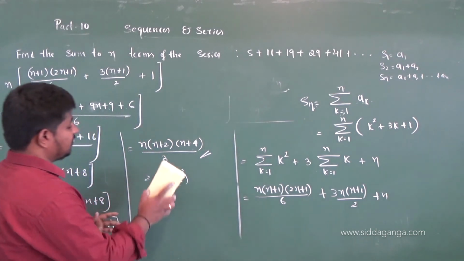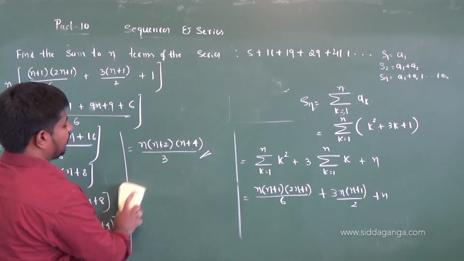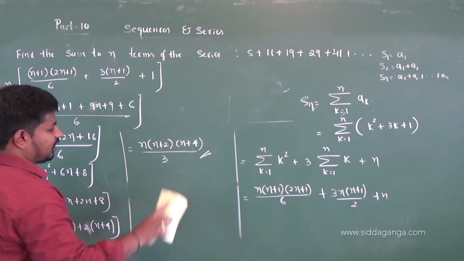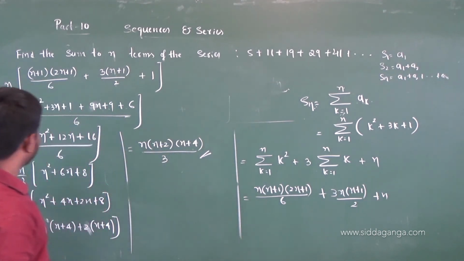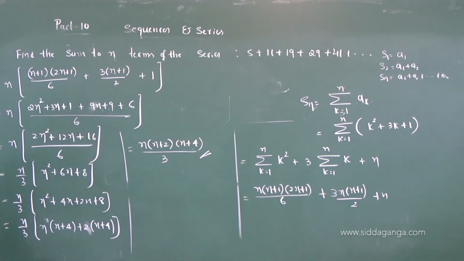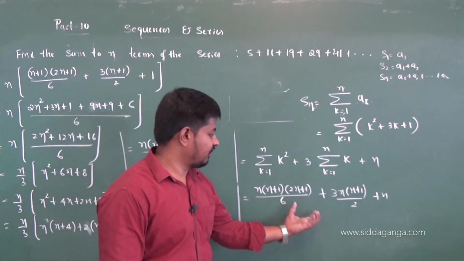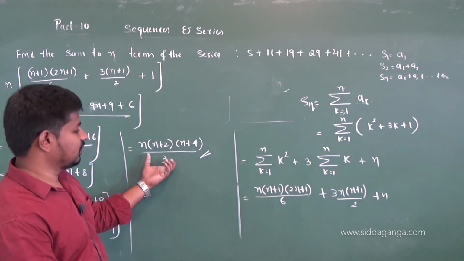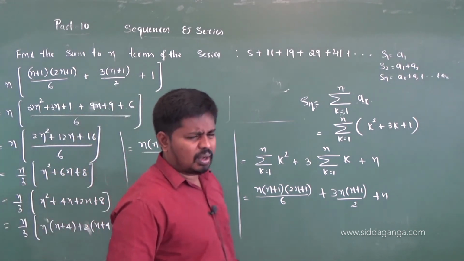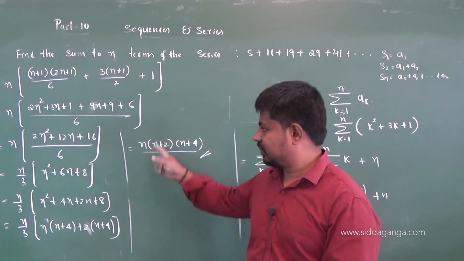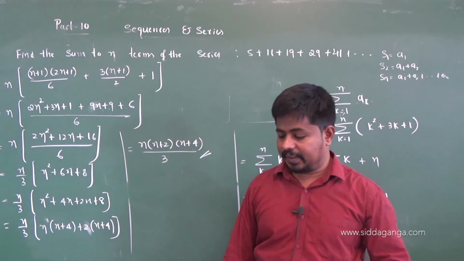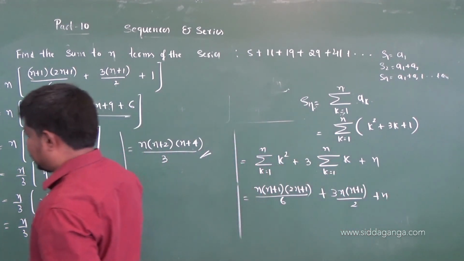So, for this series, the sum of n terms is given by n into n plus 2 into n plus 4 by 3. It's very simple, students. In the examination, you can directly write this answer after this step, because it is a 4 mark question, no? Or else you can complete this till n into n plus 2 into n plus 4 by 3.